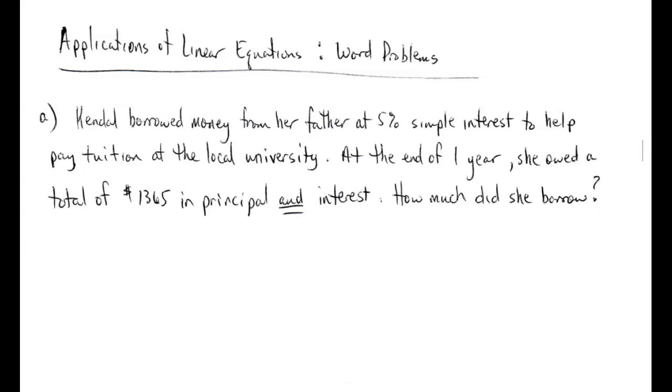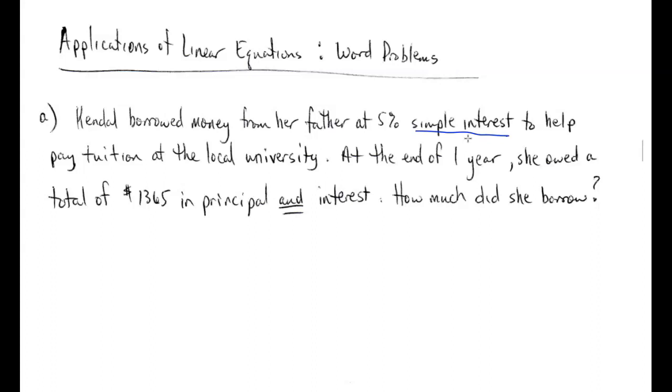So let's start with our first example. Kendall borrowed money from her father at 5% simple interest. Key phrase here is simple interest, to help pay tuition at a local university. At the end of 1 year, she owed a total of $1,365 in principal and interest. We want to know, how much did she borrow?